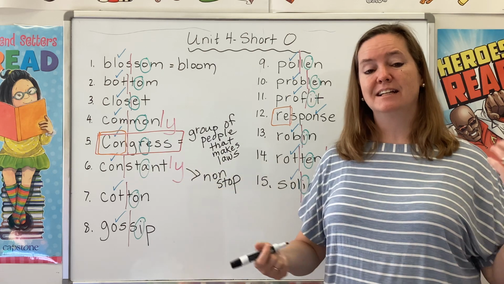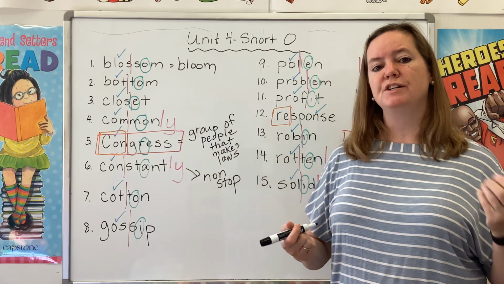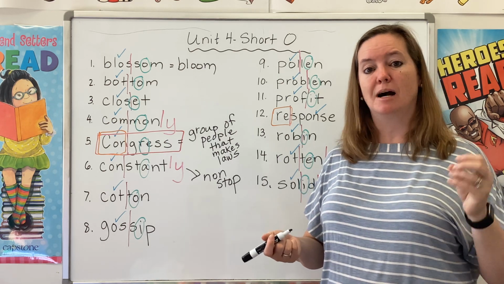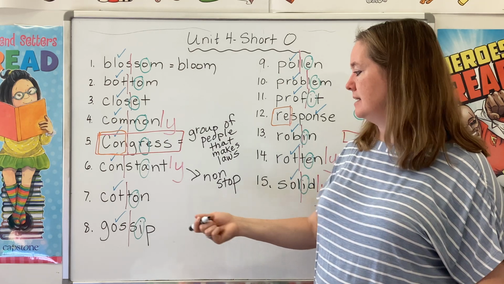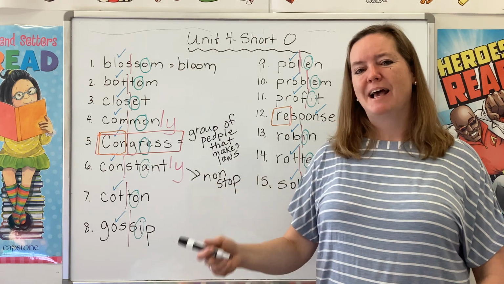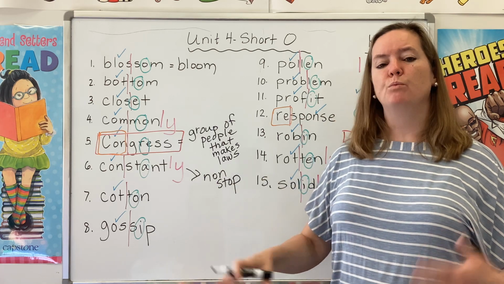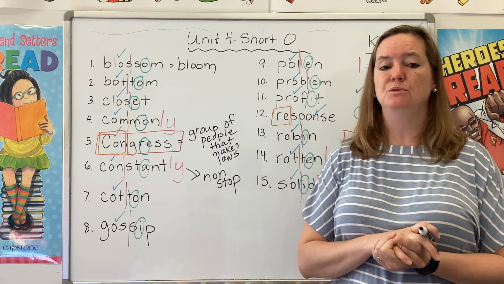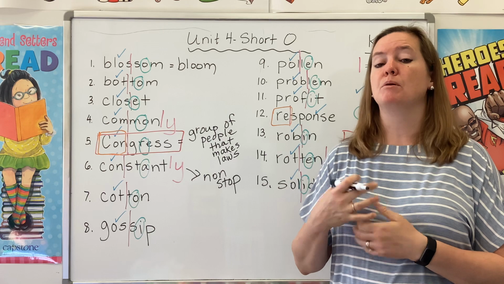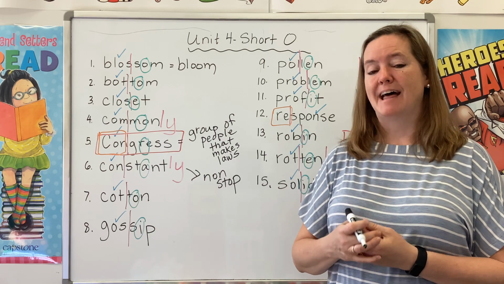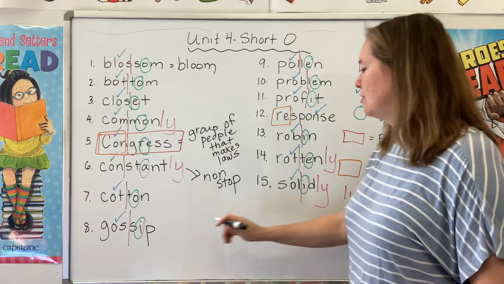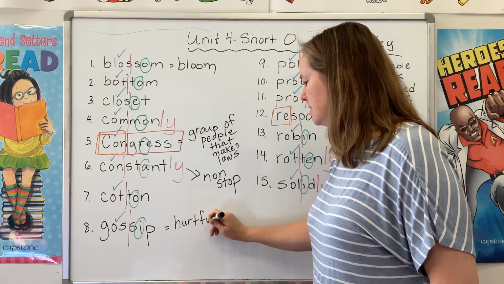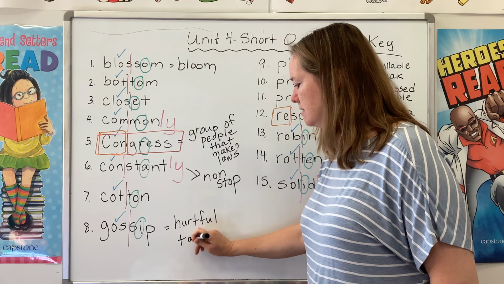Cotton is a plant that's turned into cloth. So my shirt is made out of cotton. It actually comes from the cotton plant. Gossip, that is like rumors, hurtful talk, when you talk about people behind their back and you say mean things about them or maybe things that are not true. That is gossip. So I'm just going to write for gossip, I'm going to write hurtful talk.